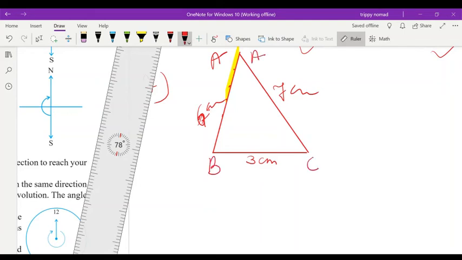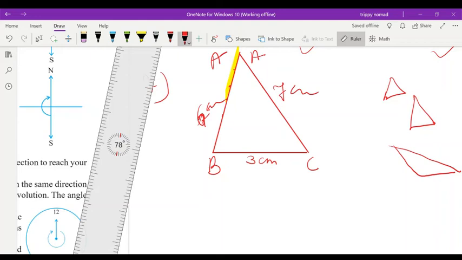Any kind of triangle you may draw. Right angle triangle also you may draw. Obtuse angle triangle also you may draw. And acute angle triangle as I have drawn, you may draw, children. Now children, what is the question?